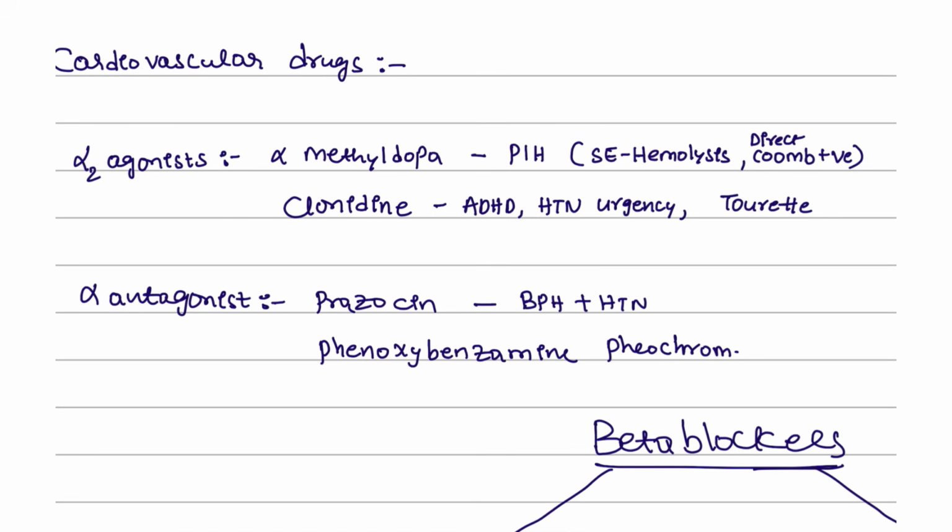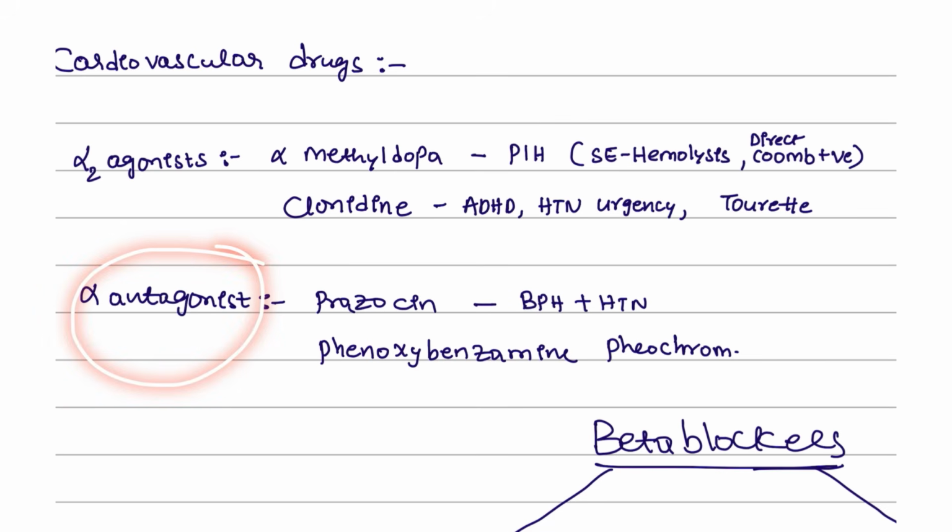Alpha 2 agonists are alpha methyl dopa. This is basically used for pregnancy induced hypertension, but it is most commonly associated with hemolysis, and direct Coombs test will be positive. Next, clonidine, which we use for ADHD, attention deficit disorder, hypertensive urgency as an oral drug, and Tourette syndrome, so that we can decrease the calcium channels, as an alpha 2 agonist, and we can decrease the movement disorders of Tourette syndrome.